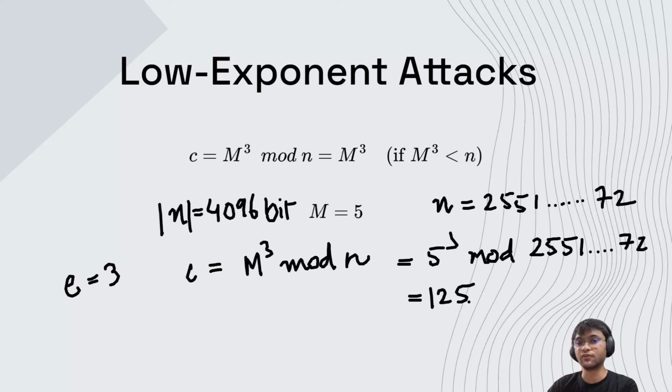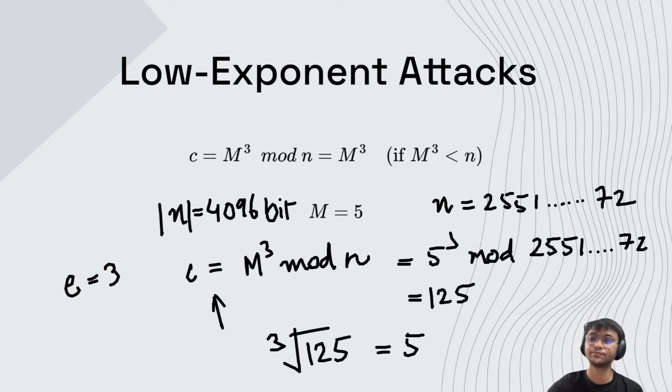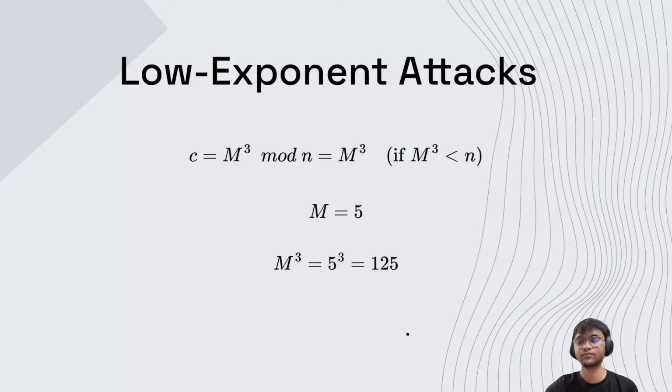And Eve, if they can intercept the ciphertext C, they can simply compute the cube root of this ciphertext, because the public exponent is public knowledge at this point, and they could get the plaintext 5. This shows that if m is small enough, the ciphertext leaks the plaintext when e is low. That is the threat of using a low public exponent.